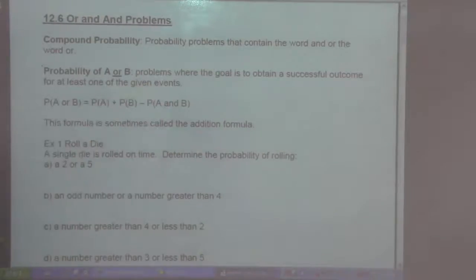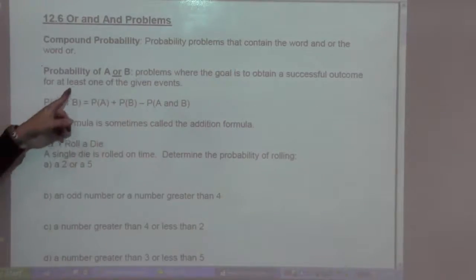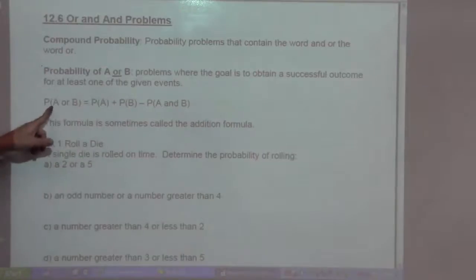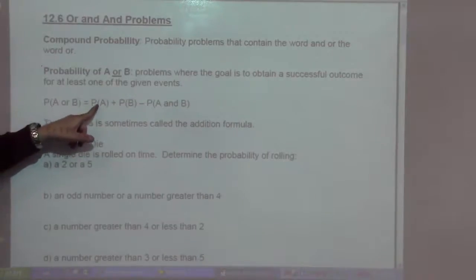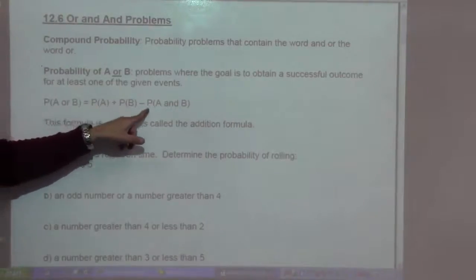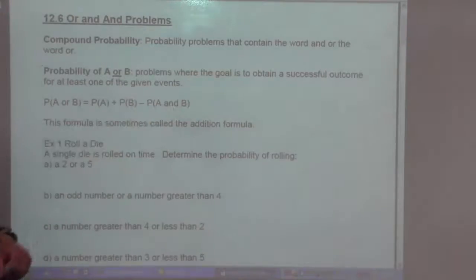These are problems where the goal is to obtain a successful outcome for at least one of the given events. So the probability of A or B is the probability of A plus the probability of B minus the probability of A and B, of both things occurring. This formula is sometimes called the addition formula.